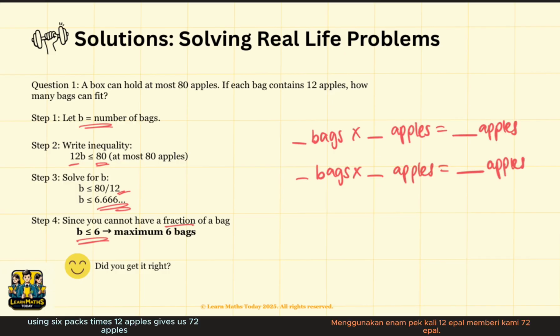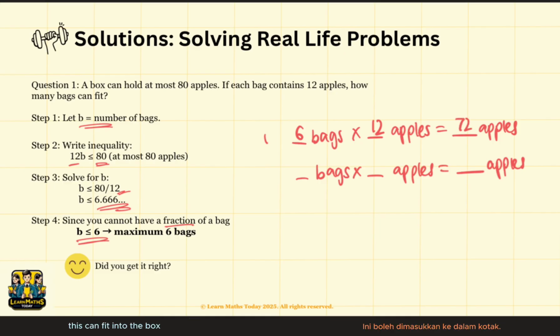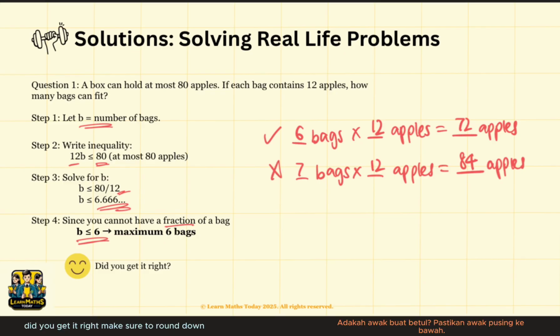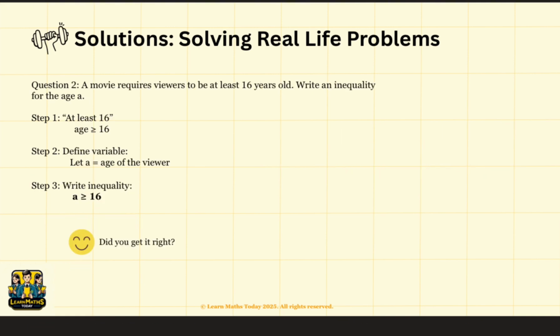Using 6 bags times 12 apples gives us 72 apples. This can fit into the box. Using 7 bags times 12 apples gives us 84 apples and it exceeds the capacity. Did you get it right? Make sure to round down when the context doesn't allow fractions.